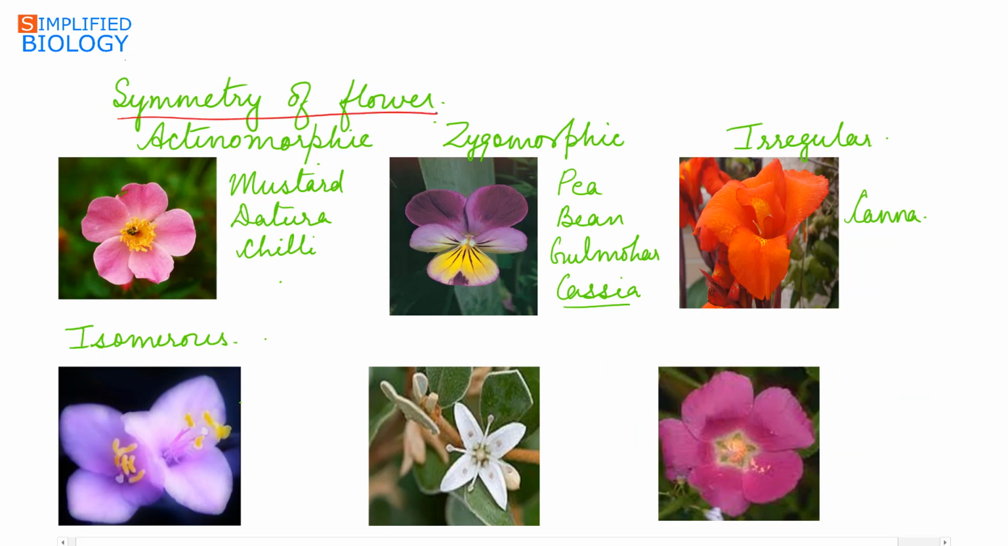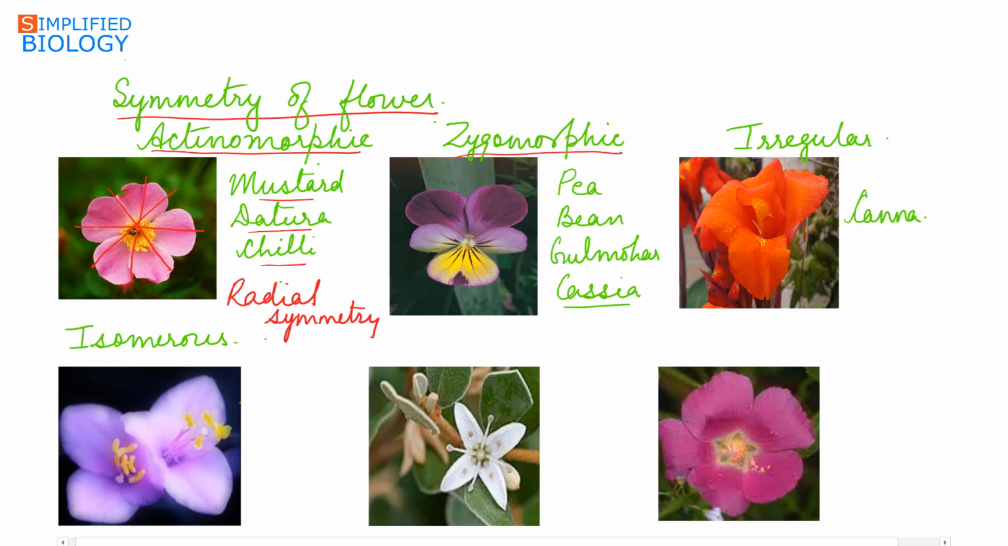Symmetry of the flower. First, actinomorphic. Actinomorphic means a flower that can be cut into two equal halves at any plane passing through the center. It is also referred as radial symmetry. Example, mustard, datura, chili. Solanaceae family belongs to actinomorphic.